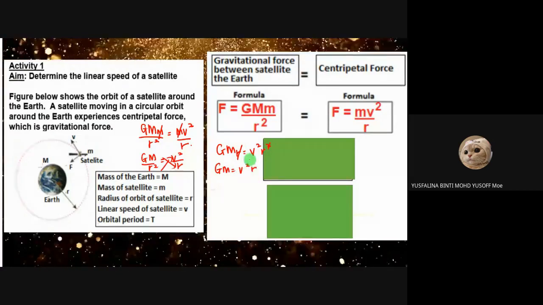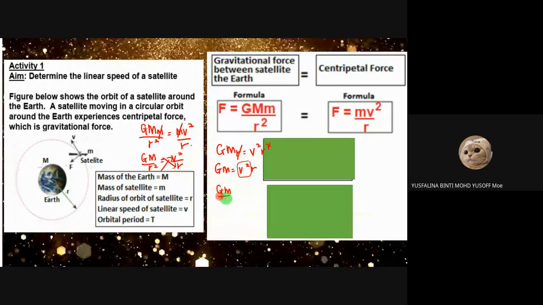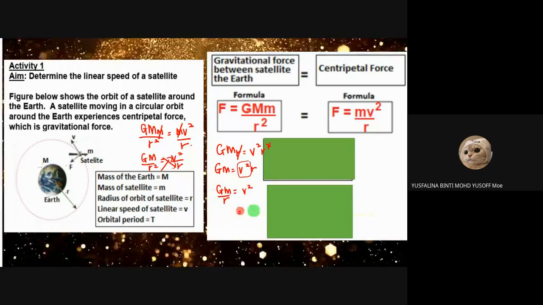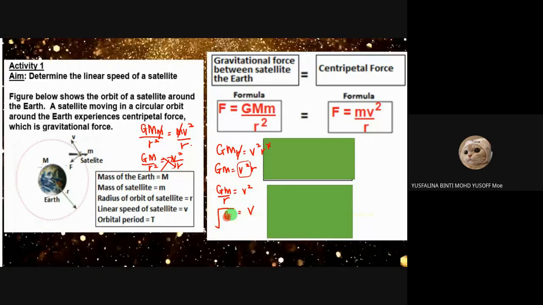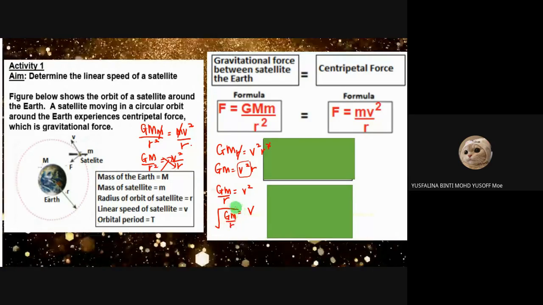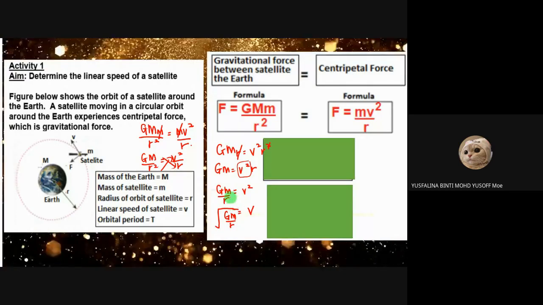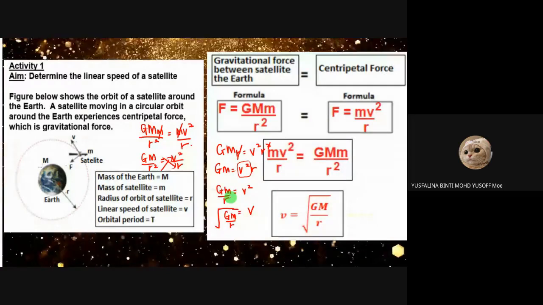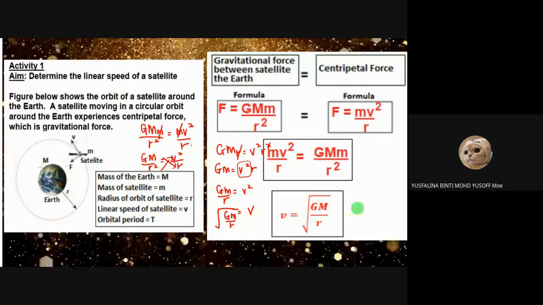Alright, if I want the linear speed, it means I want v here, so I will move the r to the left side, so it becomes divide. And the v squared, if you move it to the other side, becomes a square root. So if you want to calculate the linear speed of the satellite when it rotates around the Earth, this is the formula. It's actually derived like this.